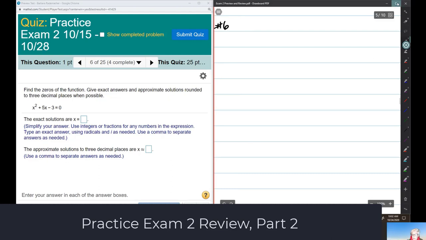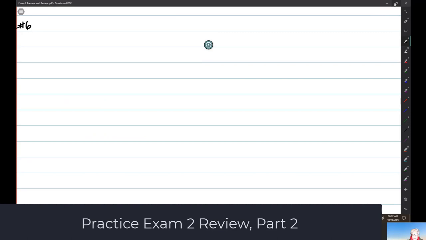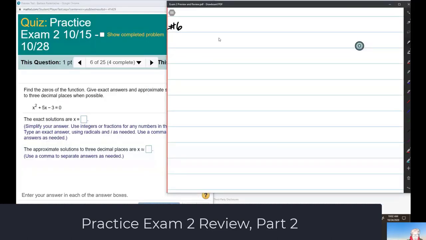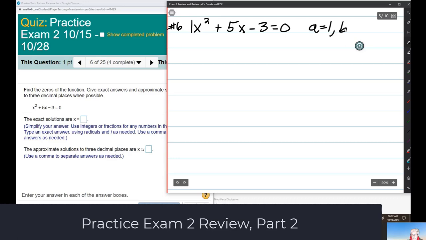So I can't do this yet. X squared plus 5x minus 3 equals 0. And there's an invisible 1 in front of the x squared. We need that because that means a is 1, b is 5, and c is negative 3.